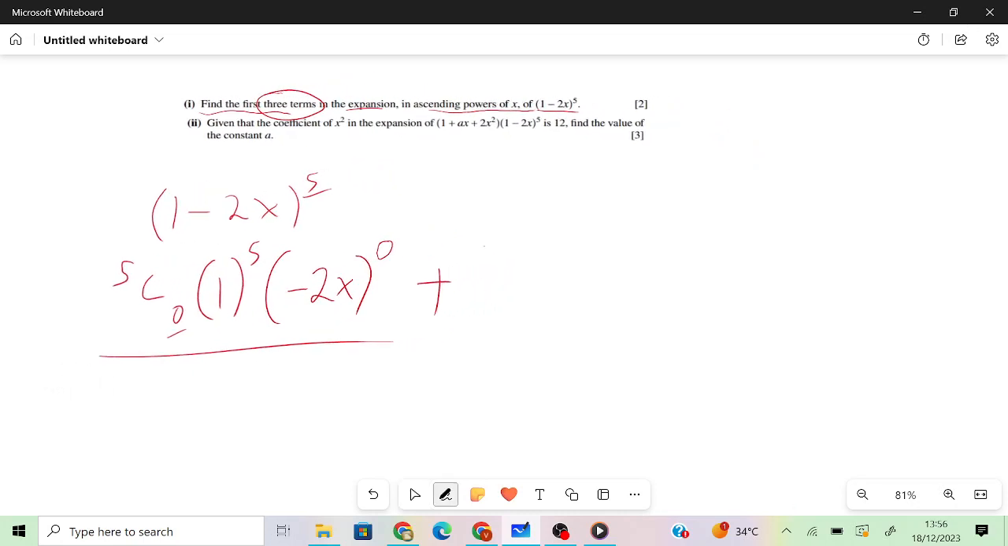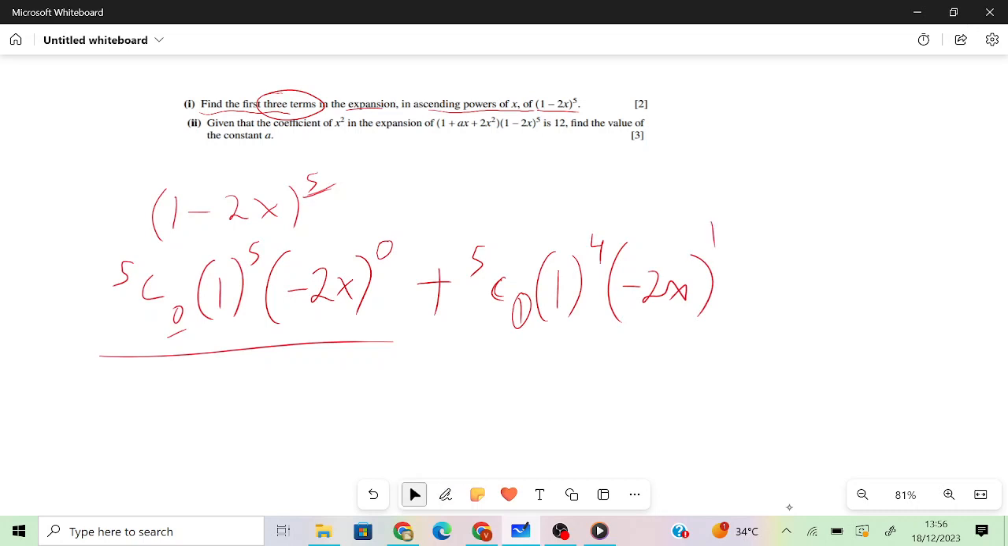So now we would have plus 5 combination 1. You can see the number that comes after the combination is gradually increasing. All of this into 1 to the power of 4, because we do n minus 1. Our n is still 5, but our r is 1 here, so it's n minus r, which is 5 minus 1, which is 4. And multiply this with minus 2x raised to power r. Our r is 1, so all of this is raised to power 1.